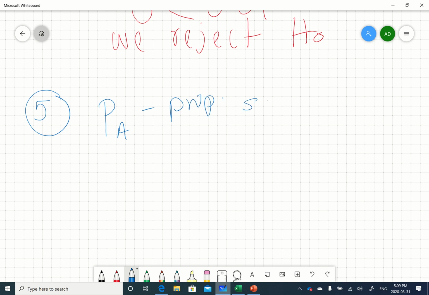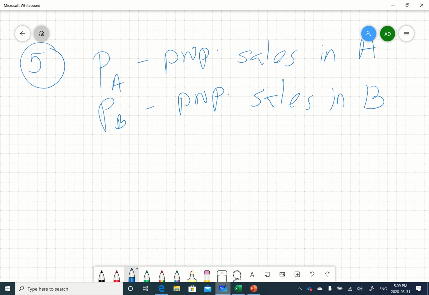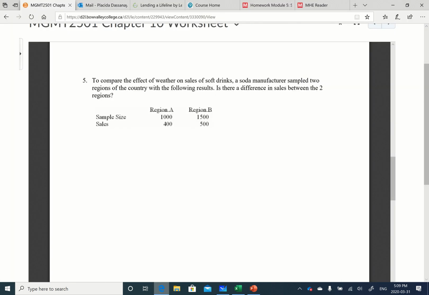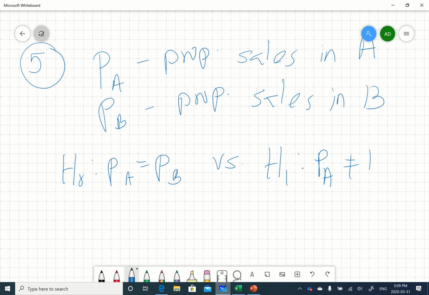Proportion of sales in A, proportion of sales in B, right? And then what is their claim? Is there a difference in sales? So same idea like we had before. So we are testing, are they the same or are they different? Versus PA not equals to PB, step 1.